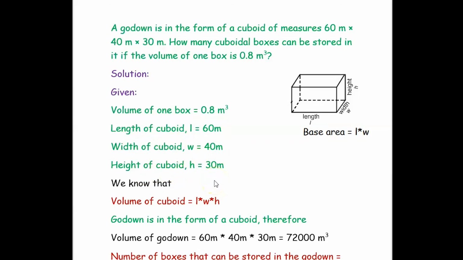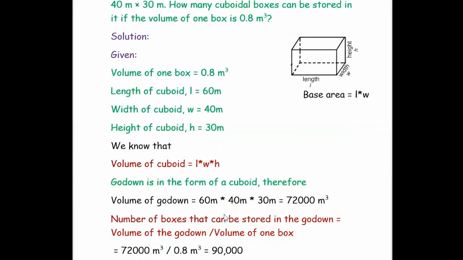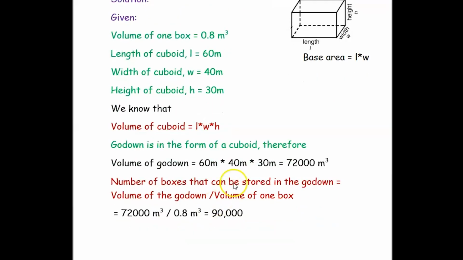We know the volume of a cuboid formula is base area of the cuboid into height, that is length into width into height. Since the godown is in the form of a cuboid, we can write the volume of the godown by multiplying all three: 60 meter into 40 meter into 30 meter. So we get 72,000 meter cube. That is the total volume of the godown, the space occupied by it.